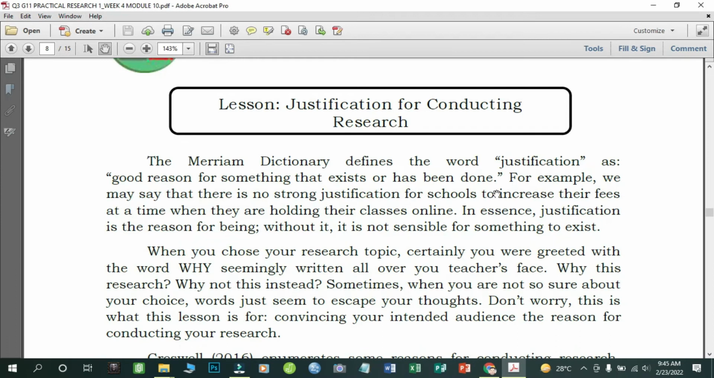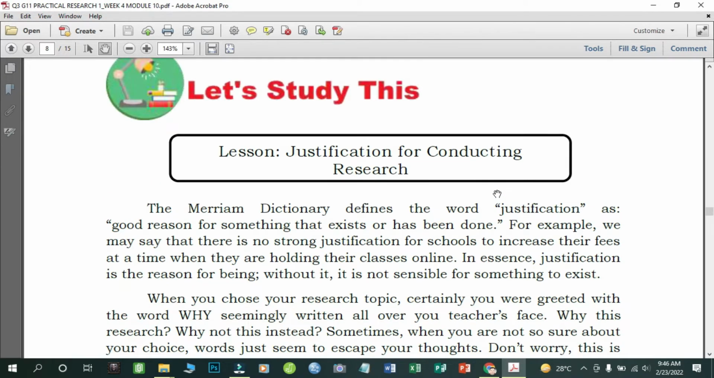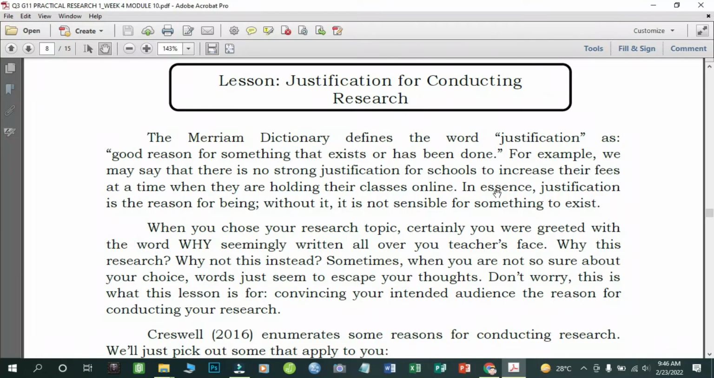Okay, let's have now this topic: justification for conducting research. Merriam's Dictionary defines the word justification as a good reason for something that exists or has been done. For example, we may say that there is no strong justification for schools to increase their fees at a time when they are holding their classes online. In essence, justification is the reason for being. Without it, it is not sensible for something to exist.